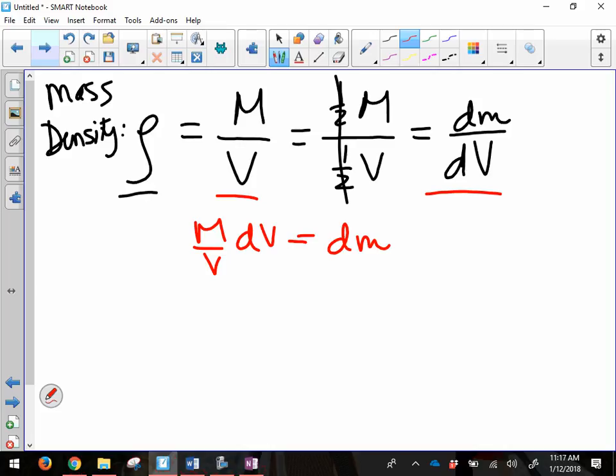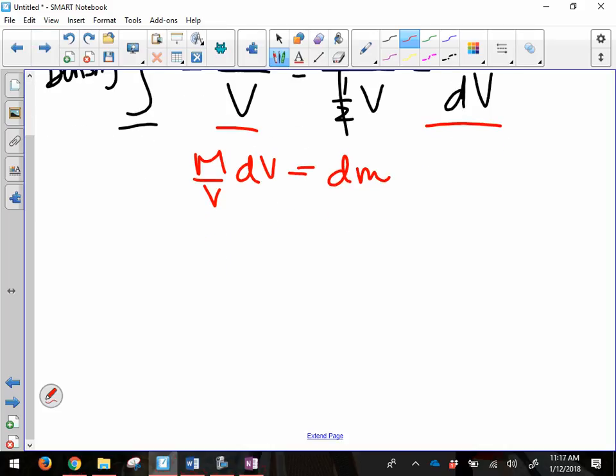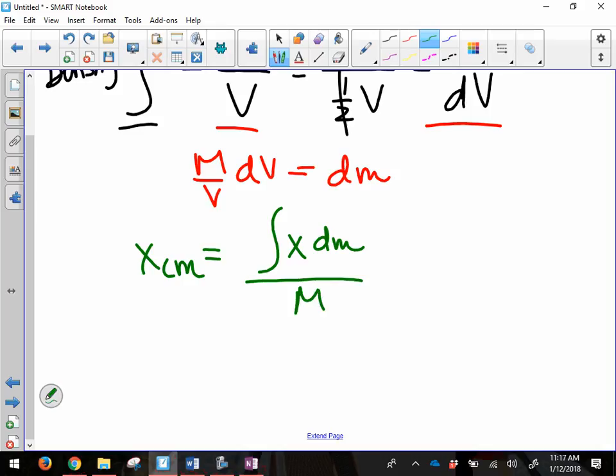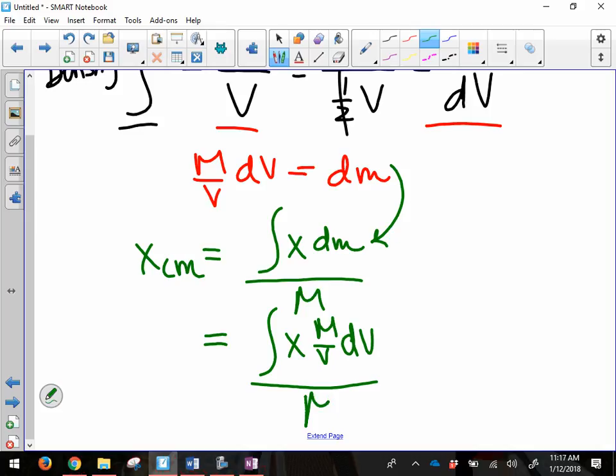So let's just look for a minute at what our x center of mass equation was. So it was the integral of x dm over capital M, and if I substitute in for dm, then that gives me the integral of x times M over V dV, all over M.